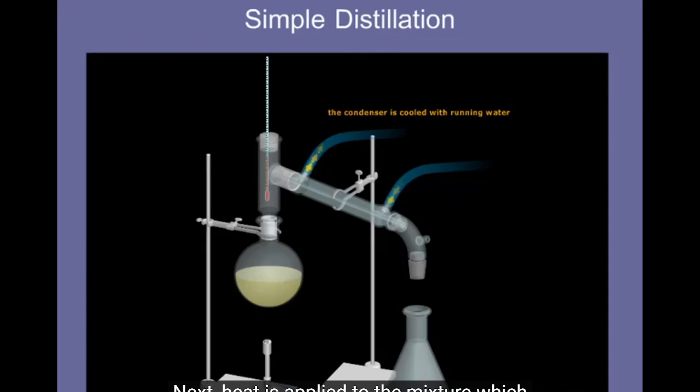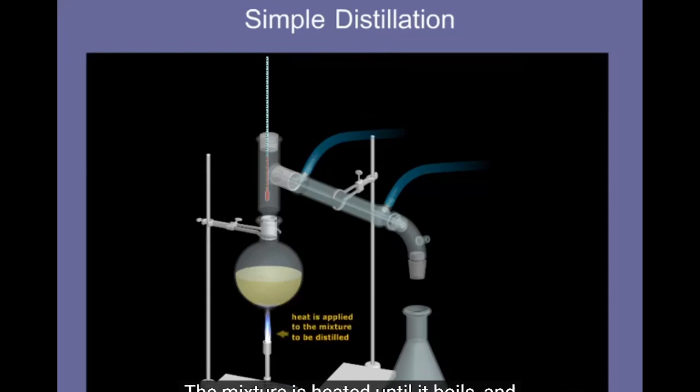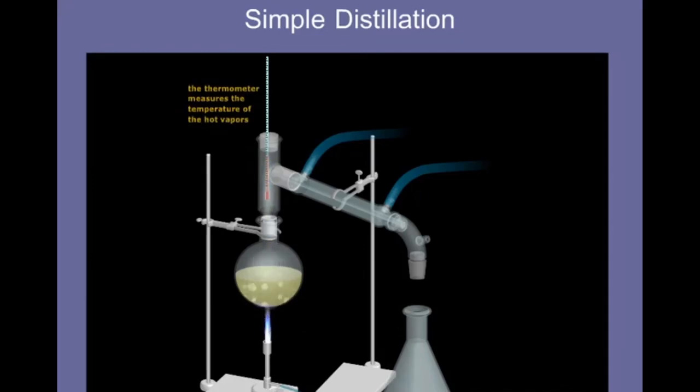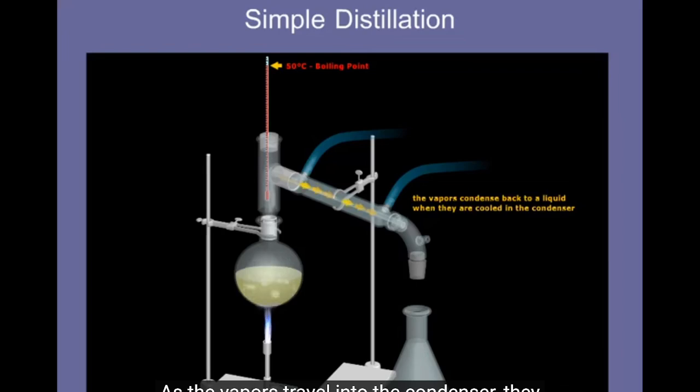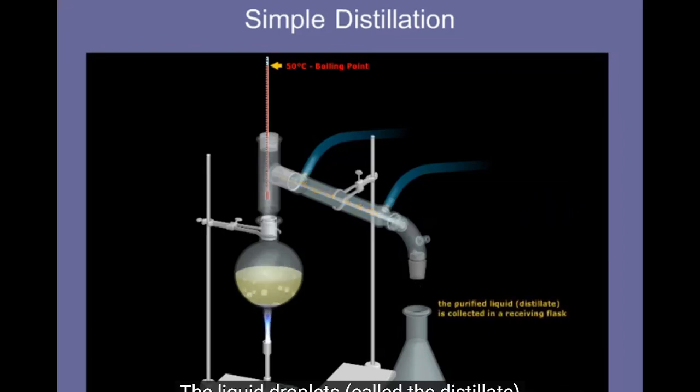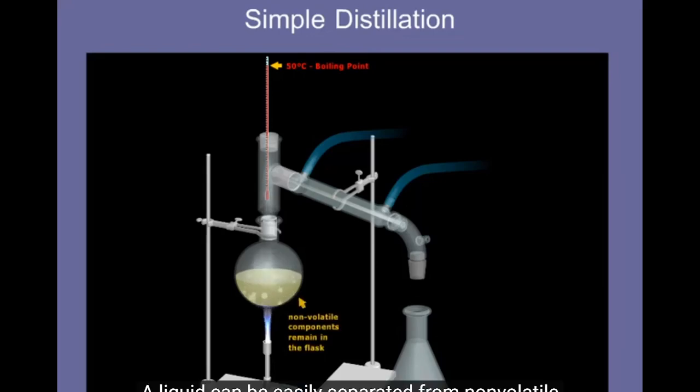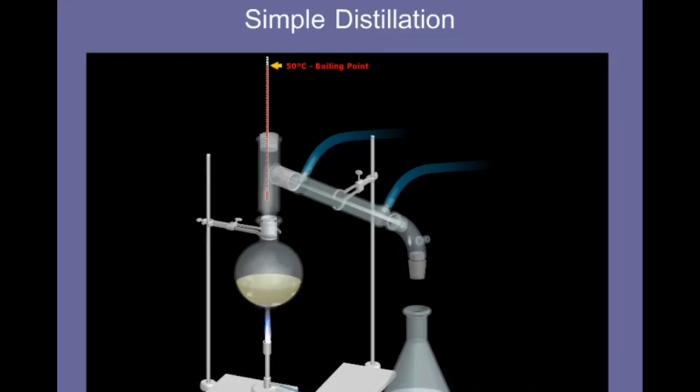Heat is applied to the mixture which is to be distilled. The mixture is heated until it boils, and the hot vapors will travel up the distillation head. Measuring the temperature of the vapors helps us to identify the liquid being distilled and will help to confirm its purity. If the vapors are pure, they will have a constant temperature equal to the boiling point of the liquid being distilled. As the vapors travel into the condenser, they will be cooled and will liquefy. The liquid droplets, called the distillate, run down the condenser and are collected in a receiving flask. A liquid can be easily separated from non-volatile contaminants by using a simple distillation apparatus such as this one.